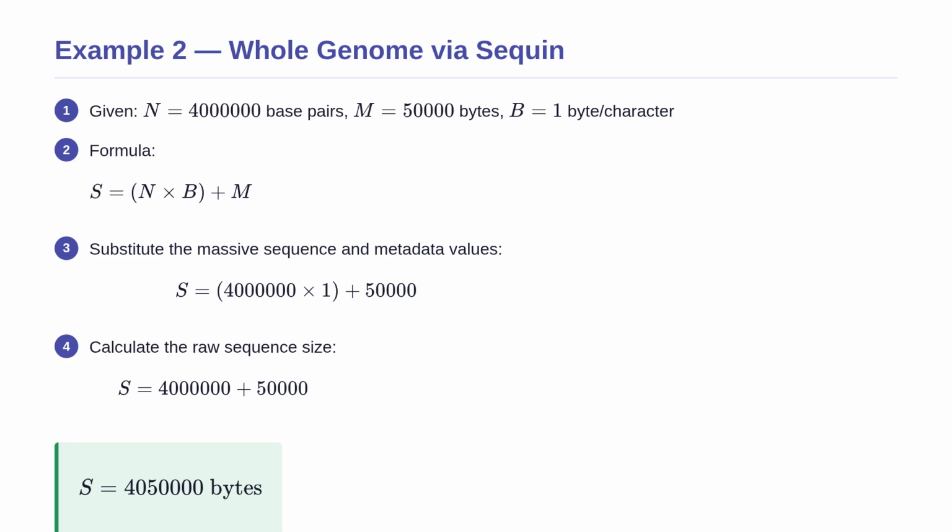The raw sequence size is 4 million bytes. Adding the heavy metadata overhead gives us a final footprint of 4,050,000 bytes, or roughly 4.05 megabytes. While small for a modern computer, parsing millions of bases simultaneously might crash a standard web browser. Therefore, researchers would bypass web tools and use robust standalone software, like Sequin, for this job.